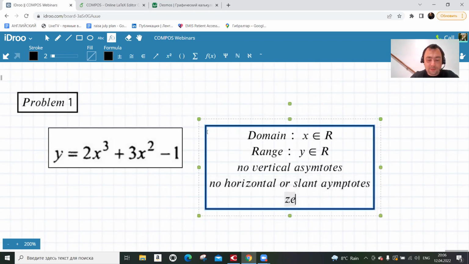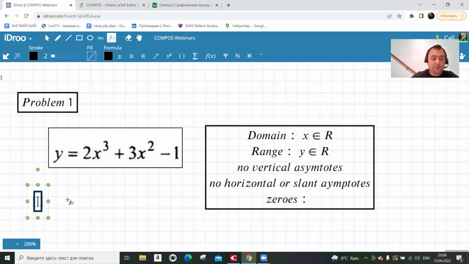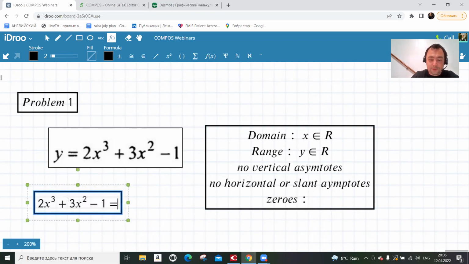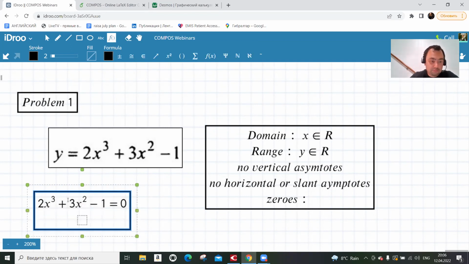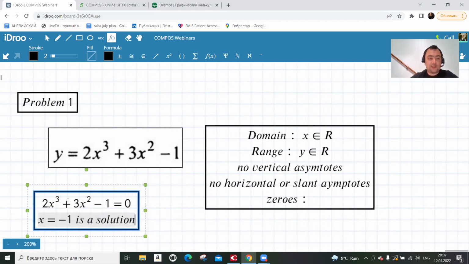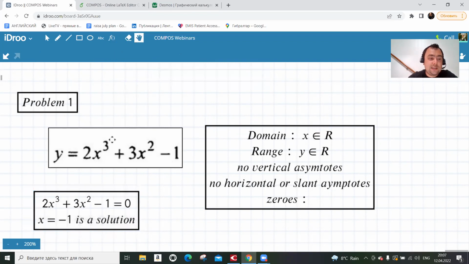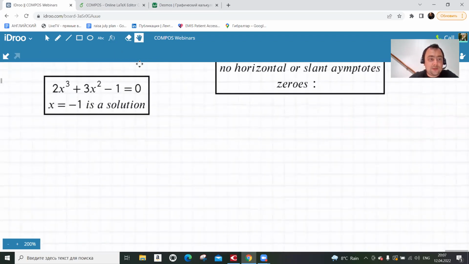Next, let's do zeros. To find the zeros, we need to solve the equation 2x cubed plus 3x squared minus 1 equals 0. So how do we solve this? We can guess a solution. x equals minus 1 is a solution. It's very easy to check. You substitute minus 1 and you will see that, in fact, minus 1 is a solution.